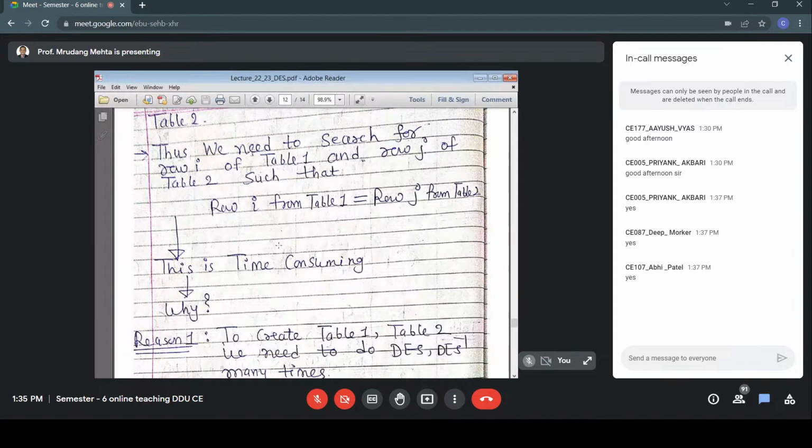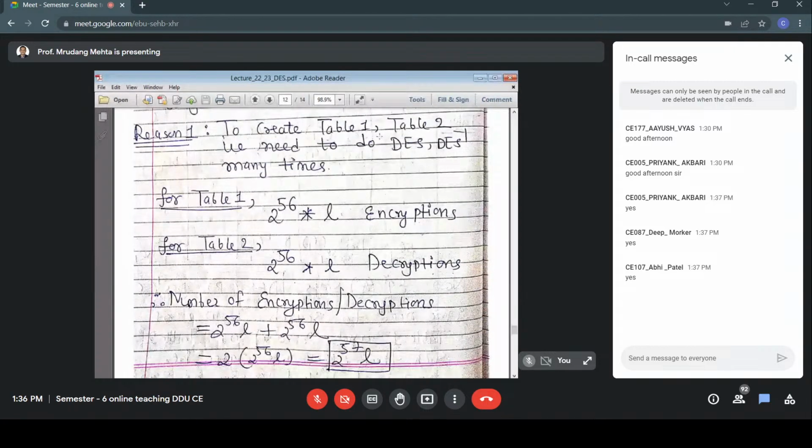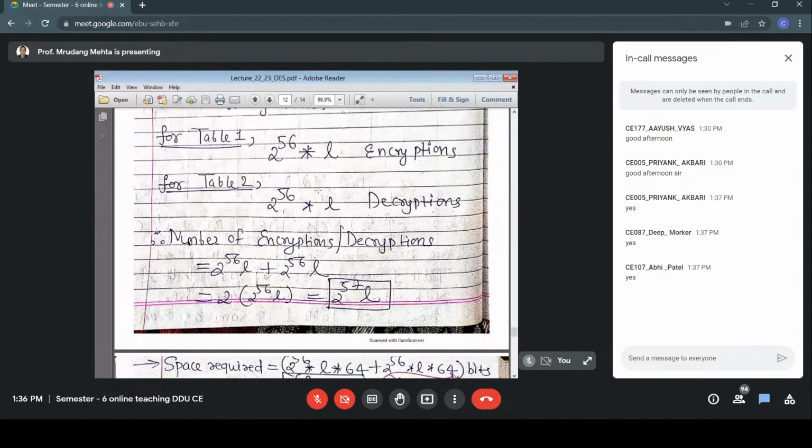And what are the reasons for that? The first reason is that to create table 1 and table 2, we need to do DES and DES inverse many times. How many times? We have 2 raised to 56 keys and L plaintexts. So 2 raised to 56 into L encryptions we have to do. Similarly for table 2, 2 raised to 56 into L decryptions we have to do. So the total number of encryptions or decryptions is 2 raised to 56 into L plus 2 raised to 56 into L. So this is equal to 2 times 2 raised to 56 into L, and that is 2 raised to 56 plus 1, so 2 raised to 57 into L.